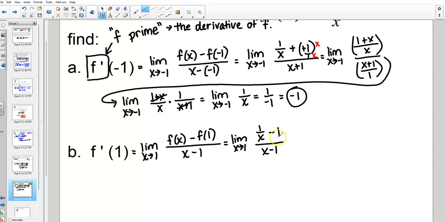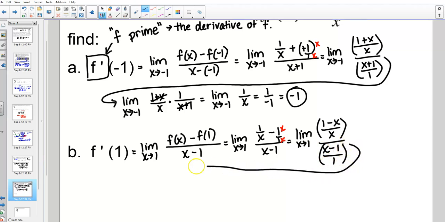Just like the last problem, we're going to put this over 1. We need common denominators, so we multiply by x on top and bottom there. We get the limit as x approaches 1 of 1 minus x over x, over x minus 1. Okay. Dividing fractions, easy as pie. Flip the second and multiply.